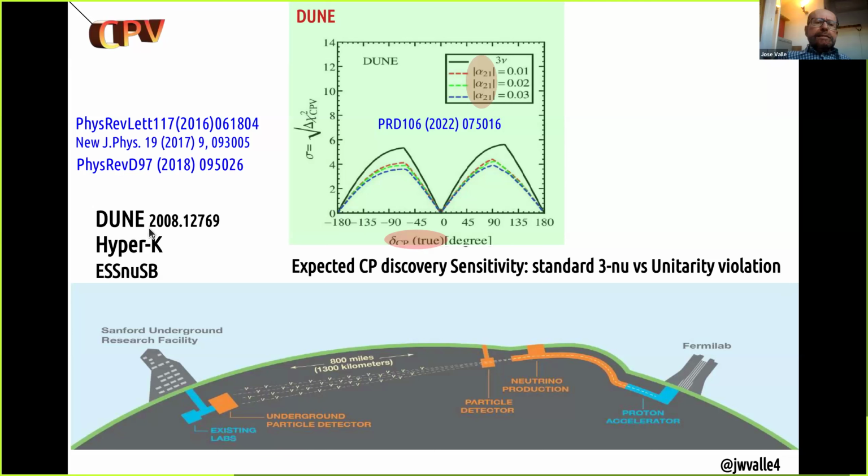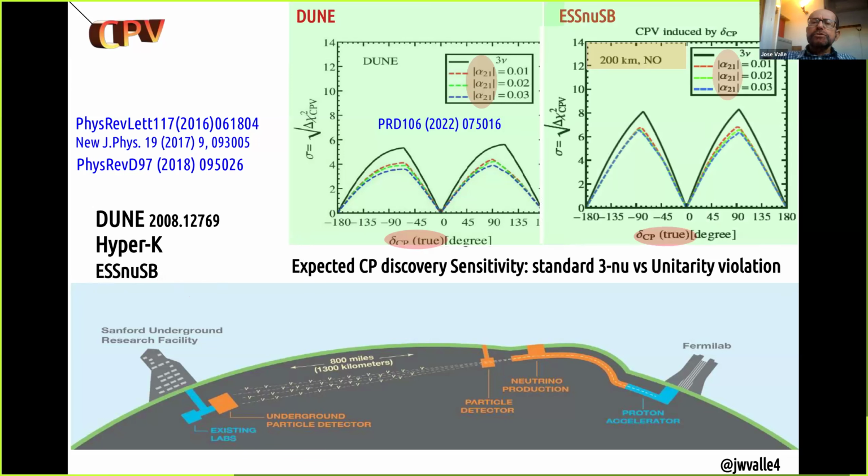The most serious contender of DUNE is the Hyper-K experiment. And I should advertise also that in Europe, we have the neutrino superbeam experiment using neutrinos from the European Spallation Source, which is also sensitive to CP violation, as you show here, and I would say, in principle, could provide results quite competitive with those of DUNE.